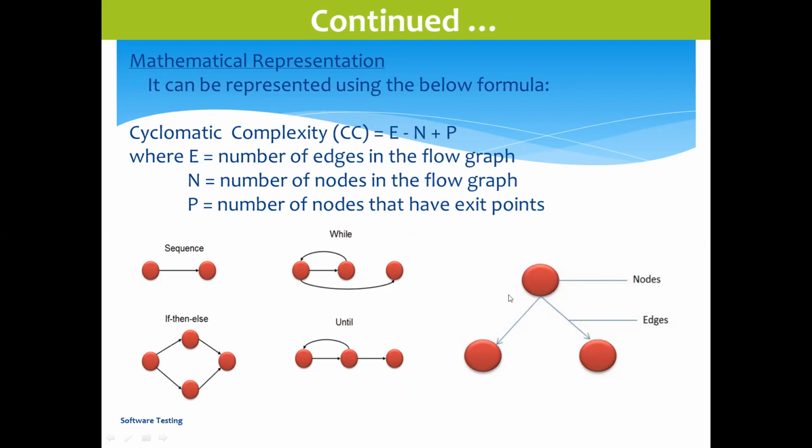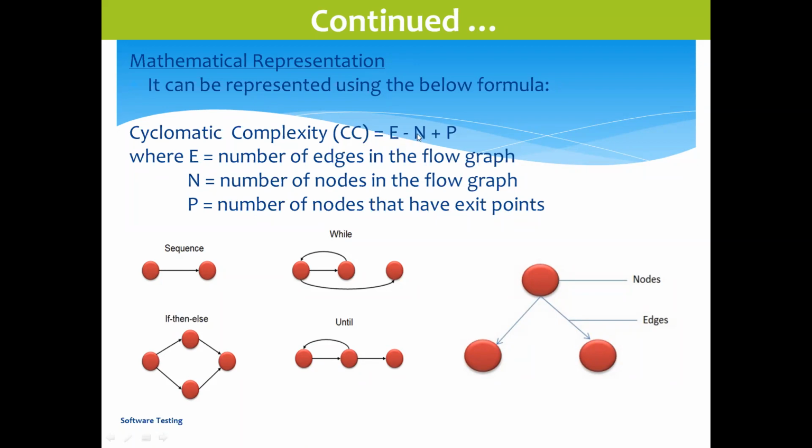So E is the number of edges. How many edges are there? N is the number of nodes. How many nodes are there? How many conditions are there? Then P is the number of nodes that have exit points. So how many exit points are there? That is P. So what is the cyclomatic complexity? This is the formula, E minus N plus P.